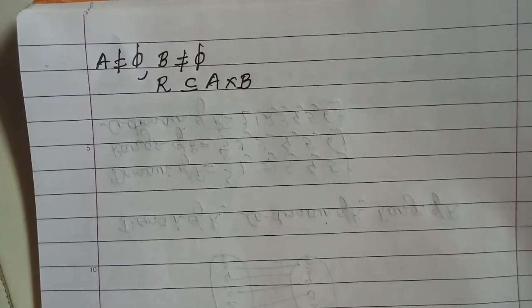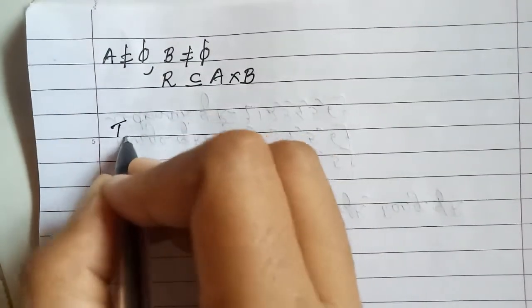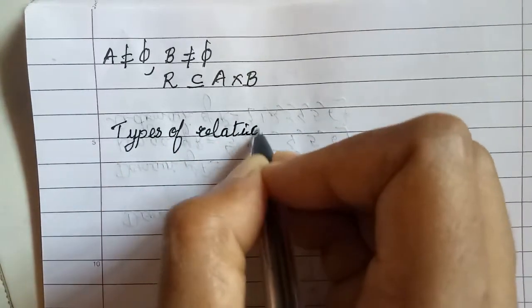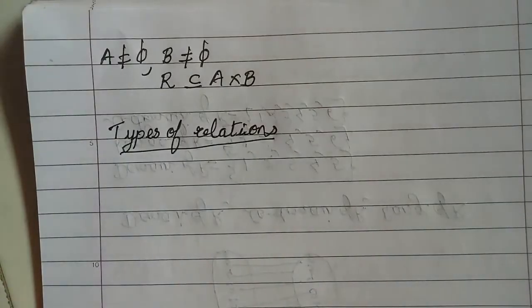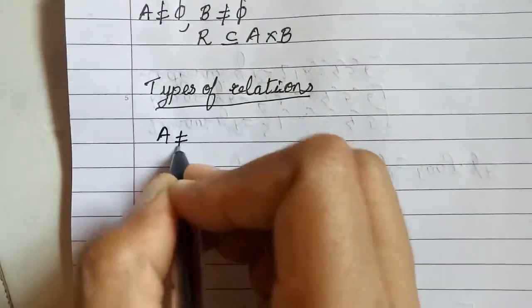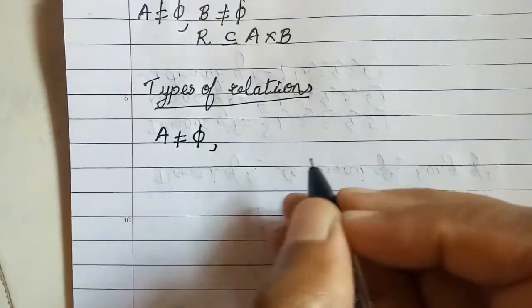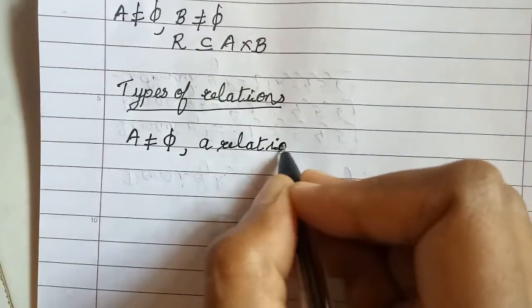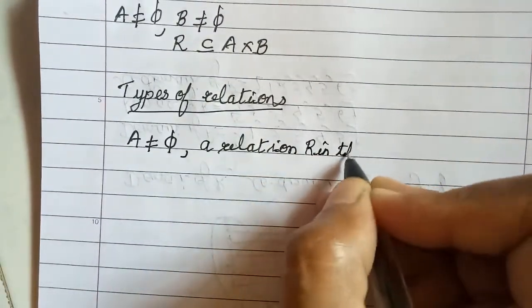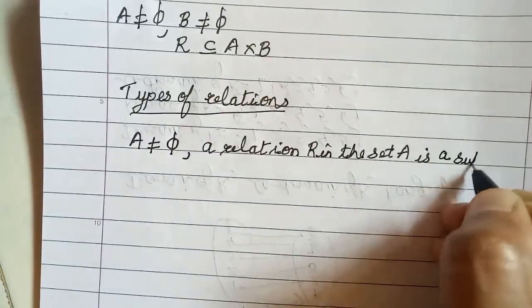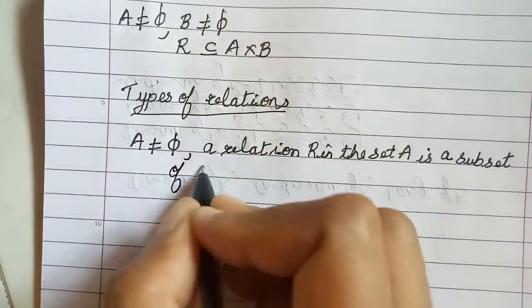Now after this, children, we have to study the types of relations. There are different types of relations. I am going to define the types of relations on the basis of a single set, say A. So if I have a non-empty set A, a relation R in the set A is a subset of A cross A.